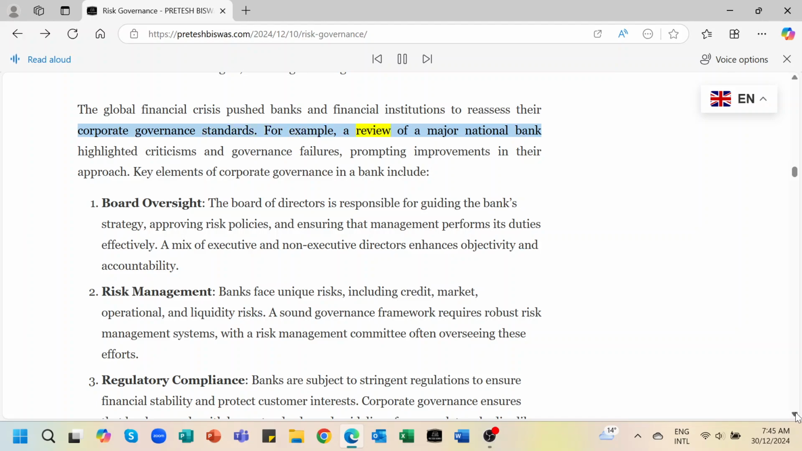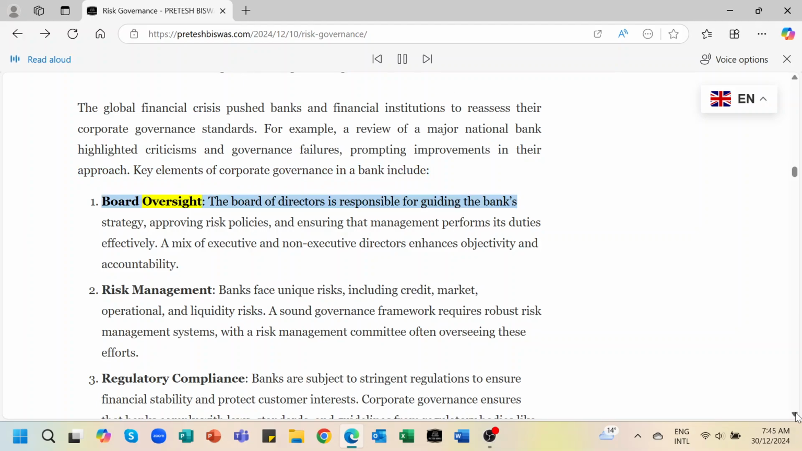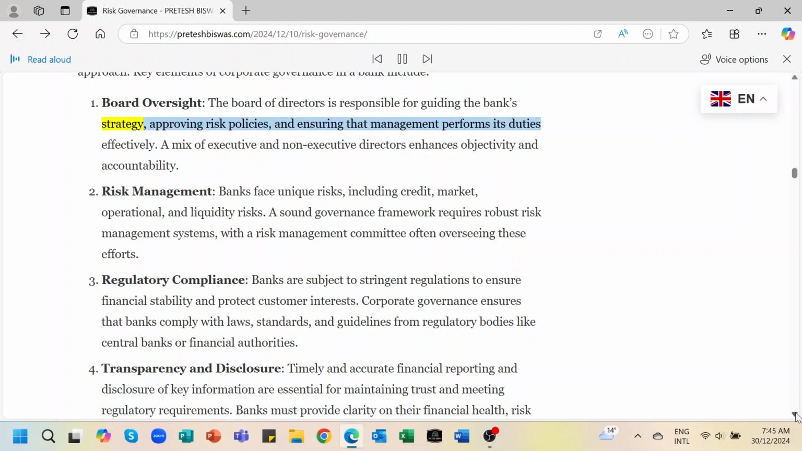For example, a review of a major national bank highlighted criticisms and governance failures, prompting improvements in their approach. Key elements of corporate governance in a bank include board oversight. The board of directors is responsible for guiding the bank's strategy, approving risk policies, and ensuring that management performs its duties effectively. A mix of executive and non-executive directors enhances objectivity and accountability. Risk management. Banks face unique risks, including credit, market, operational, and liquidity risks. A sound governance framework requires robust risk management systems, with a risk management committee often overseeing these efforts.